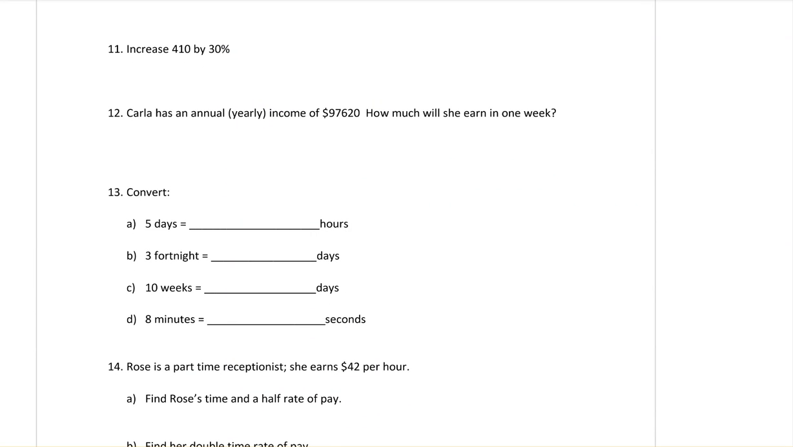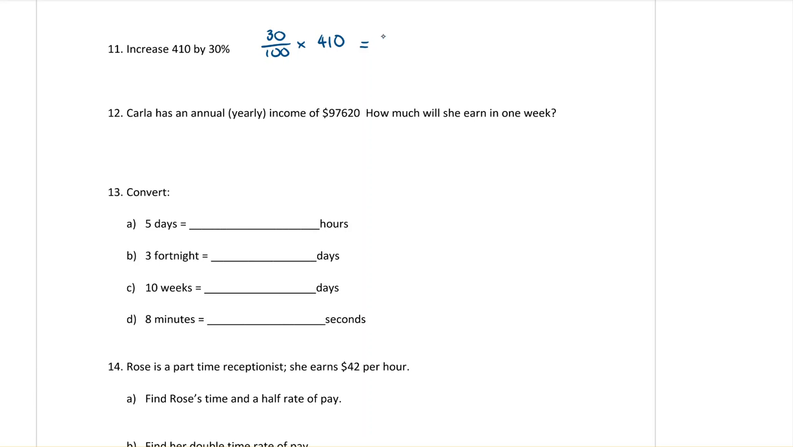Question 11 on the next page. Increase 410 by 30%. So first of all, you have to find out what 30% is. And we did a question similar to this. To find 30%, you do 30 over 100 and you times it by the amount, the 410.